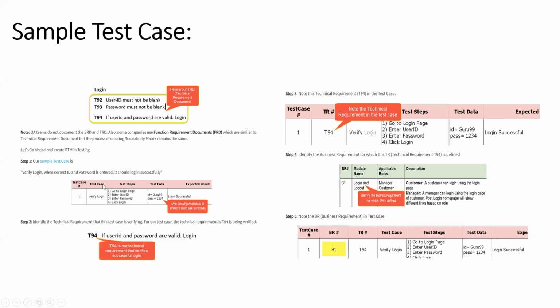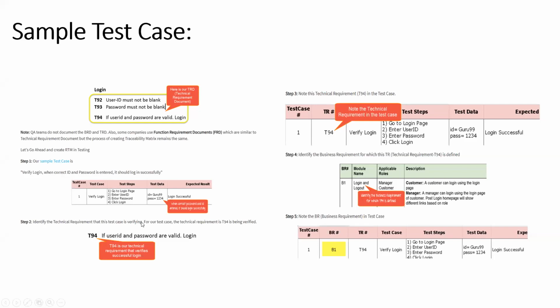What is the test case number? It's 1. What is the test case name? They are verifying the login. What are the steps? The bot should log into the page, enter the user ID, enter the password, click the login button. What is the test data? If you see, they might have given some dummy login credentials for the bot. Obviously, we need it. So the test data is also added.